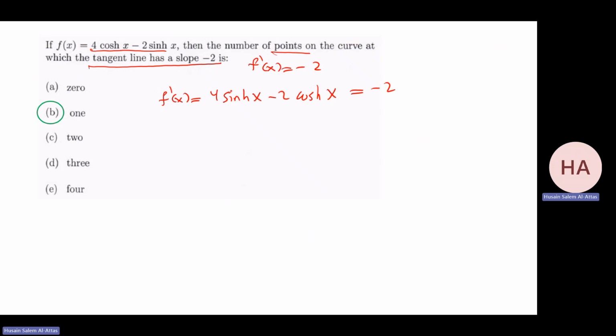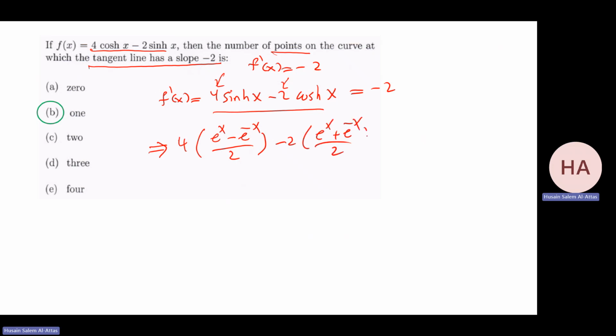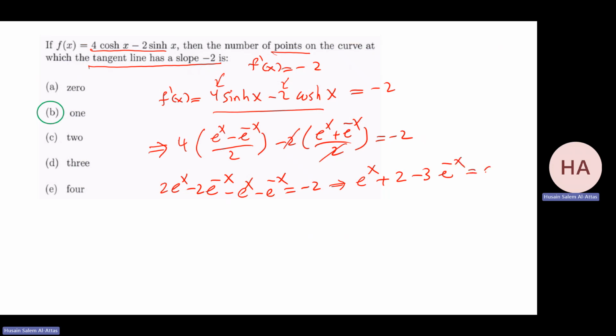Okay, now we'll change it into exponential. I cannot use the rules since the coefficients are not the same. So I need to change to exponential. I have 4 times e to the x minus e to the minus x over 2, minus 2 times e to the x plus e to the minus x over 2, equal minus 2. That gives me 2 e to the power x minus 2 e to the power minus x, minus e to the power x minus e to the power minus x, equal minus 2. So I have e to the power x plus 2, minus 3 e to the power minus x equals 0.